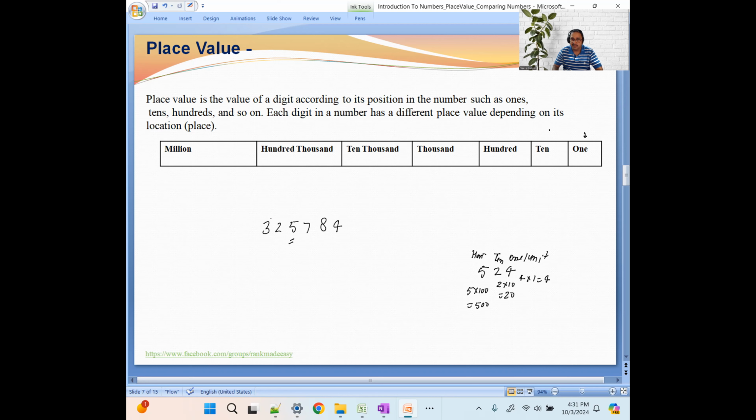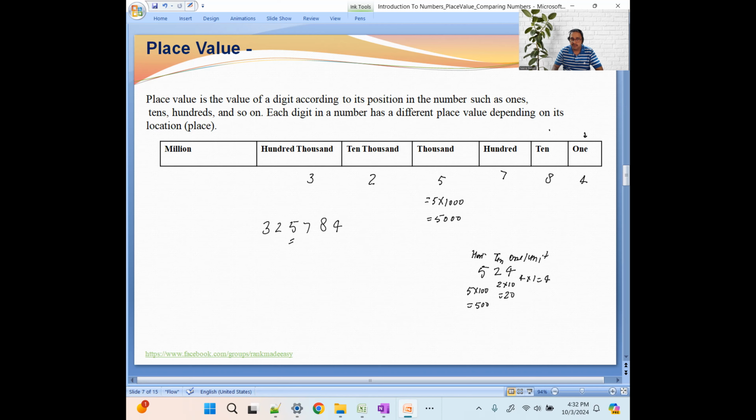in the place value table. So here is the place value table, right? What will you do? You will write 4 under ones, 8 under tens, 7 under hundreds, 5 under thousands, 2 under ten thousands, and 3 under hundred thousands. You need to find out the place value of 5. This is under the thousands place. So the place value of 5 will be 5 times 1000 equal to 5,000.